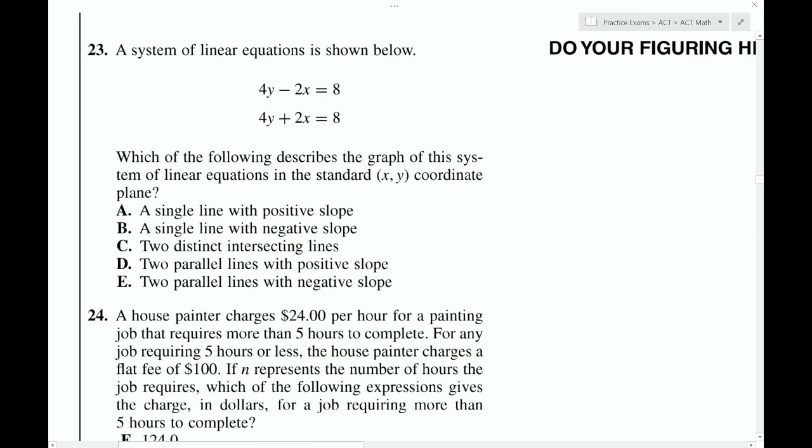For the system of linear equations shown below, which of the following describes the graph? Okay. Let's see. So ideally we'd have them in y equals form, right? So to do that, we would have to move these to the other side. So this would become a plus 2x, and moving this, it would become a minus 2x, right? Then we'd have to divide by 4 on every single piece. So the first equation we would get is y equals 1/2 x plus 2. And here we would get y equals negative 1/2 x plus 2.